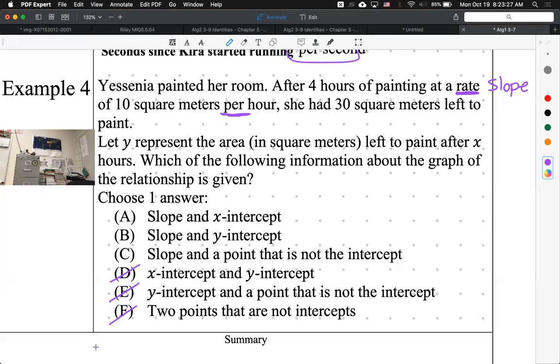All right. And there's something else that's been given to us. So what is the slope number? The slope number is 10. The slope is 10, which means we're also given some other information, 4 and 30. Now you have to ask yourself, is 4 hours and 30 square meters left to paint, does that sound like an X-intercept, a Y-intercept, or neither? It's not an intercept. And you have to go back and revisit, what is the definition of an intercept?